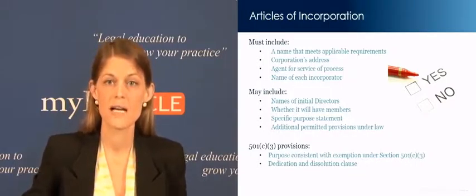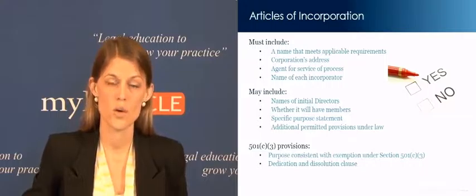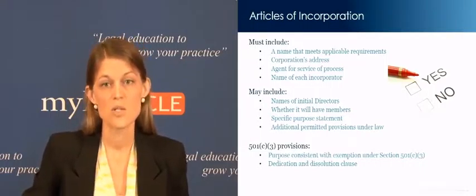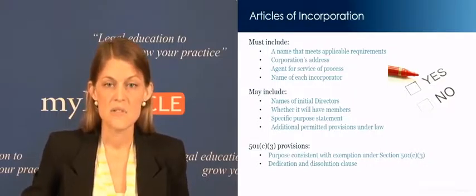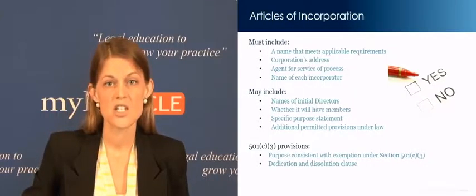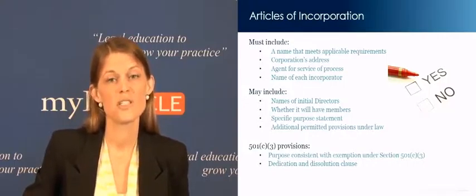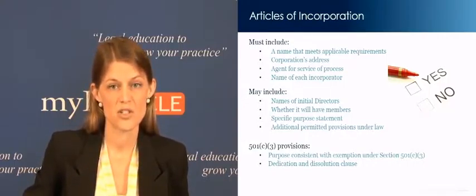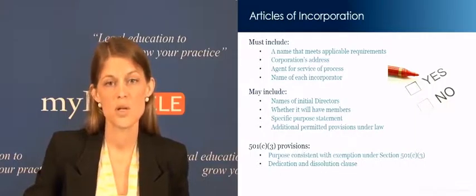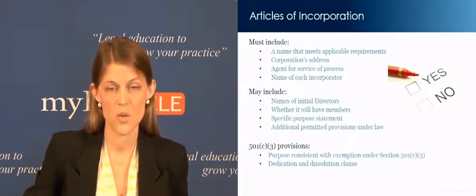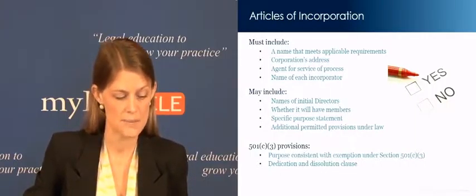Now, a second provision that has to be included in the articles in order for the organization to be eligible for exemption under Section 501(c)(3) is what's referred to as a dedication and dissolution clause. This clause states that the organization's assets are dedicated for use in furtherance of its exempt purposes under Section 501(c)(3), and that on the organization's dissolution, those assets will continue to be used for those purposes, usually by being transferred to another exempt organization under Section 501(c)(3) with consistent purposes.